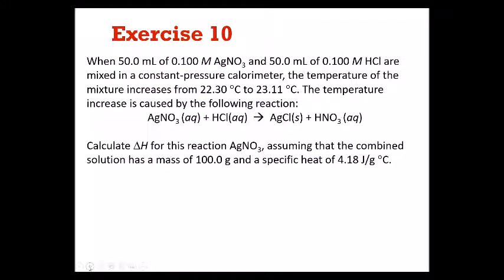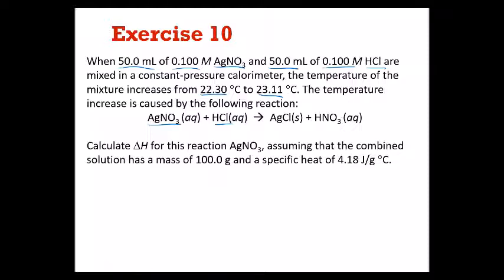Two more exercises to look at. Exercise 10 is similar to exercise 11. The only difference is we have a reaction taking place now instead of just dissolving. We were just dissolving the potassium bromide salt. Here we're actually reacting stuff. We're taking 50 milliliters of 0.1 silver nitrate and reacting with 50 milliliters of 0.1 HCl. So we have a reaction taking place, and we're getting a product. You put the two together, mix it up, and you see the temperature of the mixture increases.